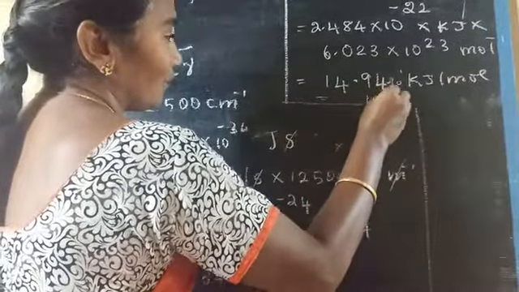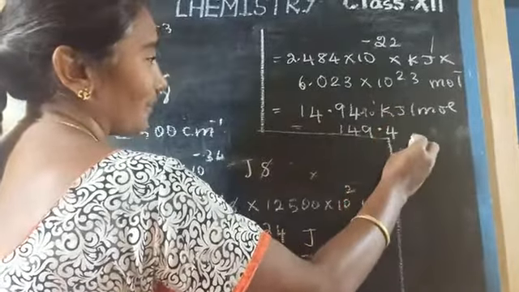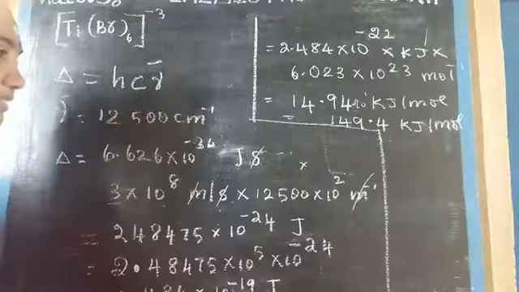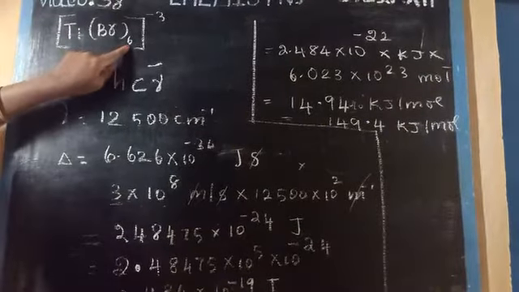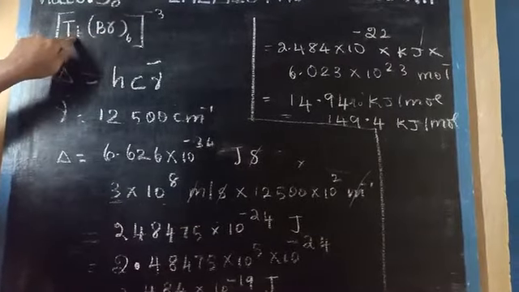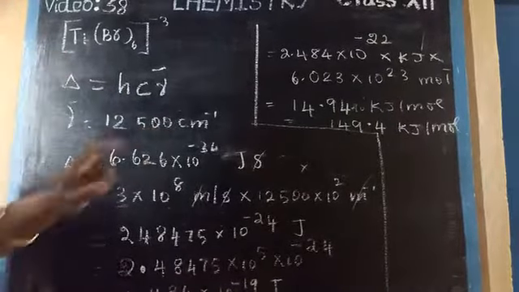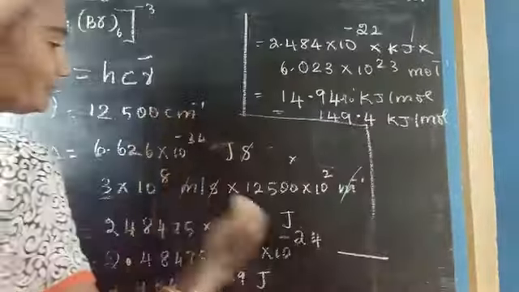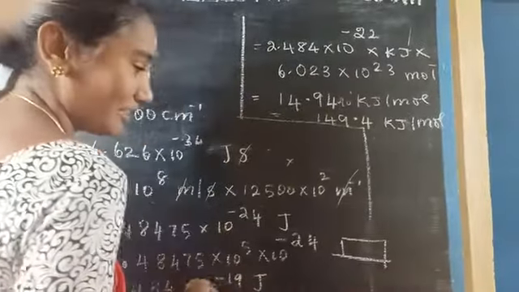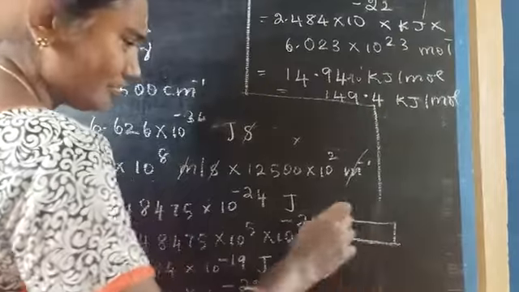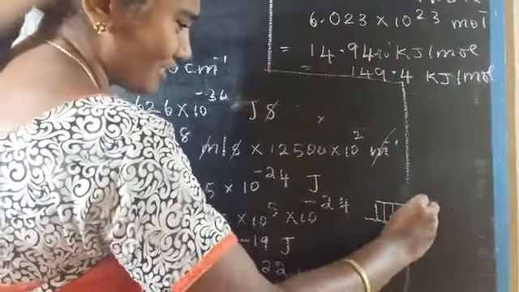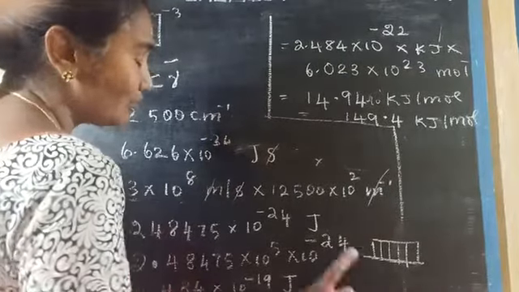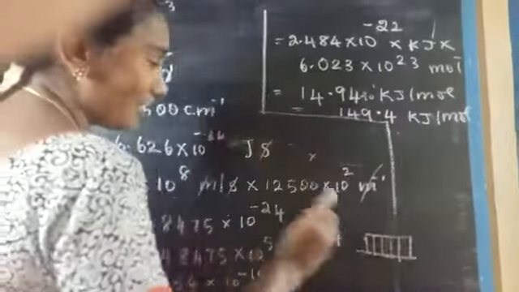So 149.4 kilojoule per mole. This is the delta value of the hexabromidotitanate 3 ion. That means titanium is a d block element with d orbitals. Titanium atomic number 22, so 3d2 4s2, here 3, so only one electron.